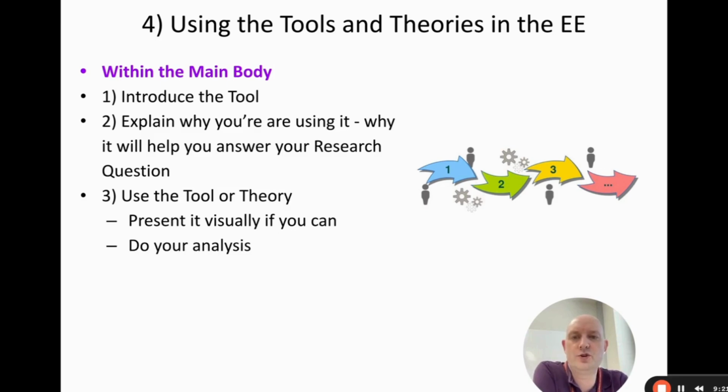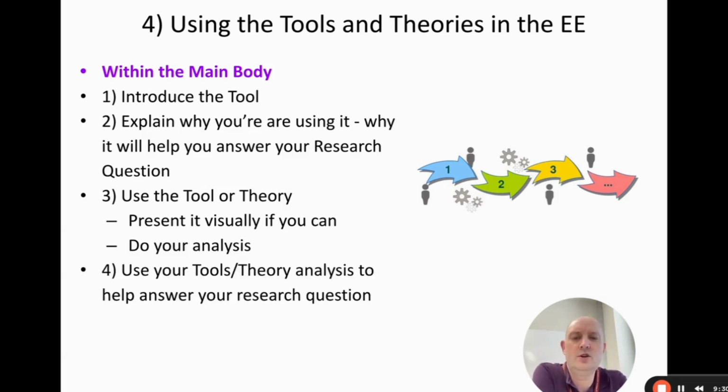Then you're going to use the tool or theory. You're going to present it visually if you can. So the Ansoff matrix, you want to draw it, etc. Do your analysis, and then finally use the Ansoff matrix analysis to help answer your research question. So after you've done the analysis, you say, from drawing the Ansoff matrix above, we can see such and such.